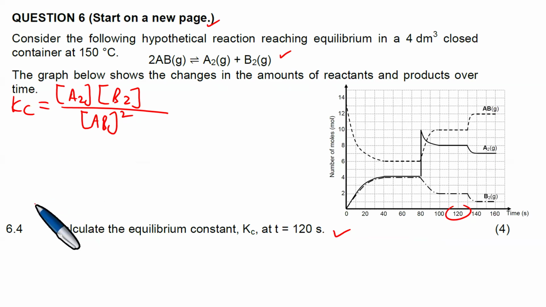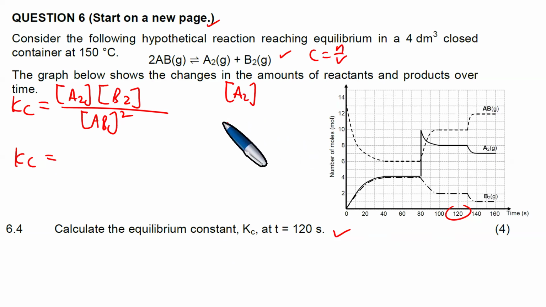Okay, so now what then is the meaning of all these here? I want to calculate the Kc at 120. Everything is on the graph. The graphs normally make life way too easy. But we remember that if we need to find the concentration of A2, because we know that concentration is number of moles over volume, you can do concentration of A2. And then we can see that the volume is this one.